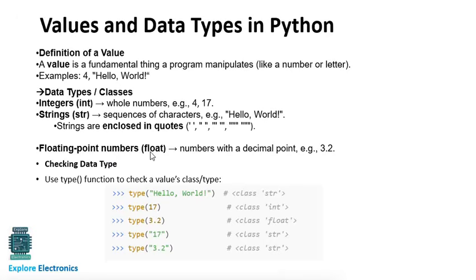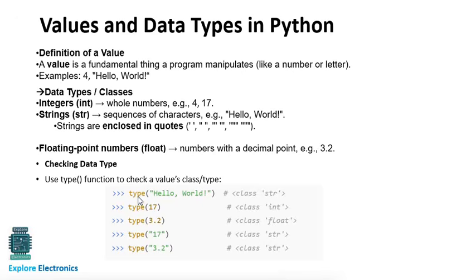And floating point numbers are represented as float. These are numbers with a decimal point, for example 3.2, 3.14. Anything with a decimal point will come under floating point number, and you have to represent it like float. Checking the data types, let us see what are all the data types and how you can write it. In this example, you can also understand the comment lines, how exactly it will work. Let us see both.